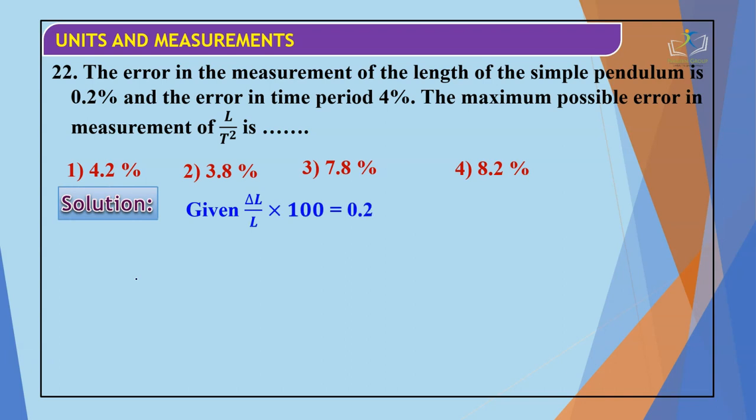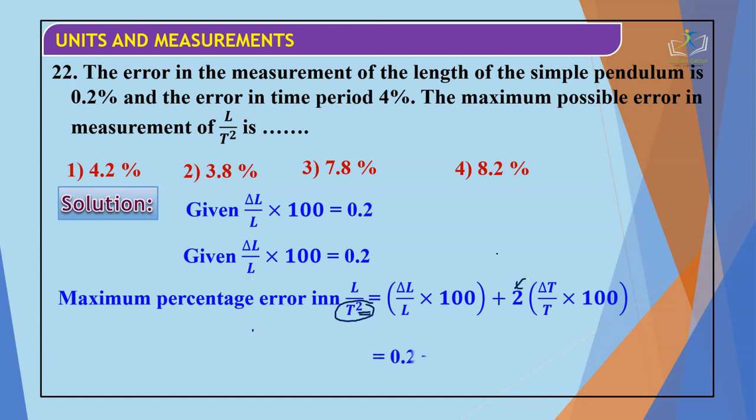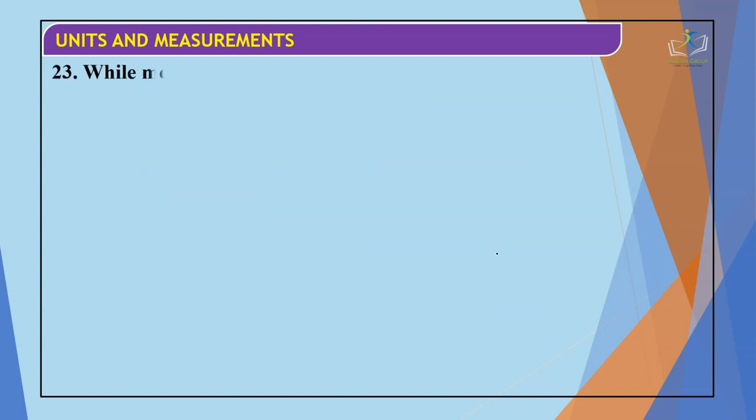We have the solution. Given delta L by L into 100 is equal to 0.2. So maximum percentage error in L by T square is delta L by L into 100 plus 2 times delta T by T into 100. As I told you, students, if things are in multiplication or division but have some power, that power comes earlier. We just put these values and get the result 8.2%. I hope you understand. The next question which we have.